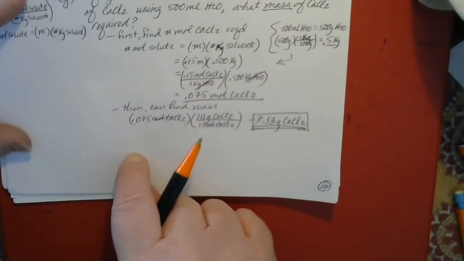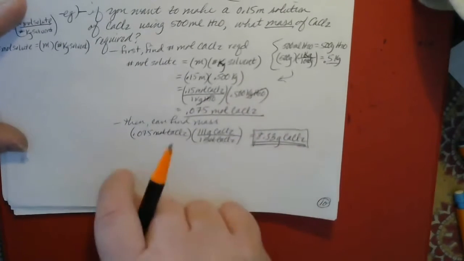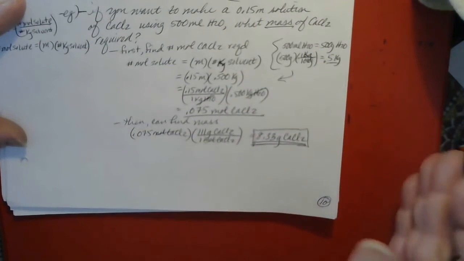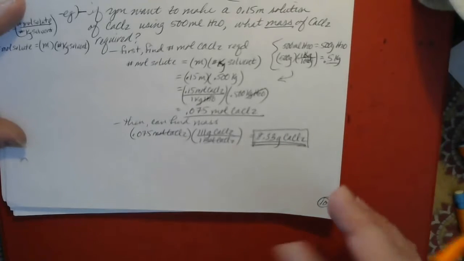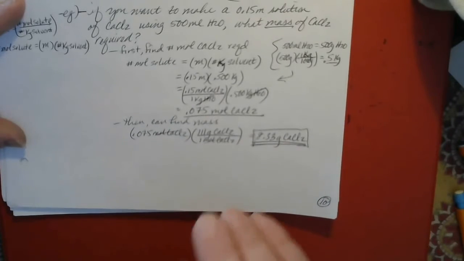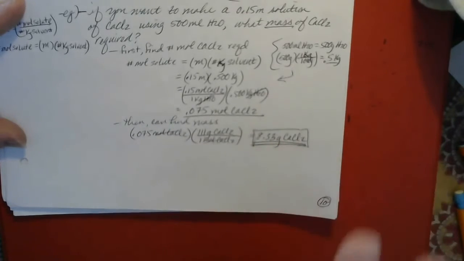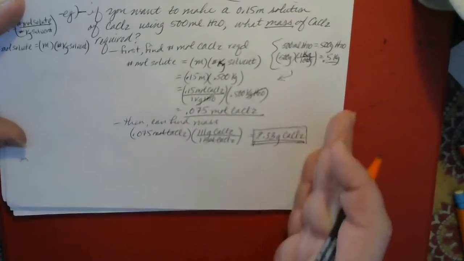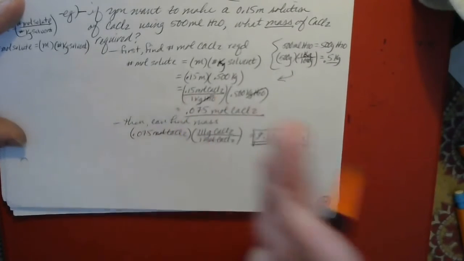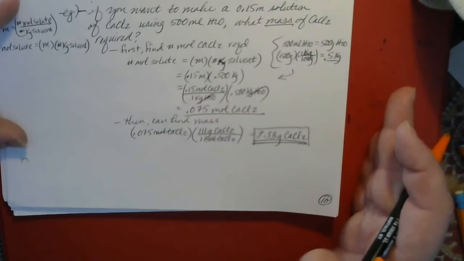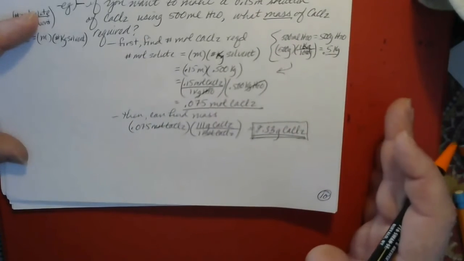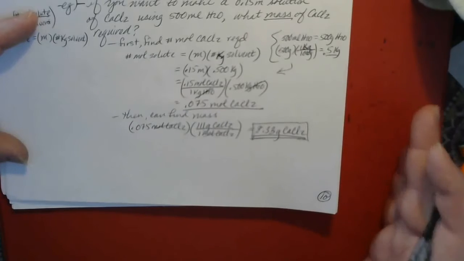Then we can find the mass. Whenever you're talking about molarity or molality, and also about the mass of something, you know right away that you're going to have to go by way of moles, because molarity and molality deal with moles. If you want mass, you first have to find the number of moles, then you multiply or divide, as the case may be, by the molar mass of the substance from the periodic table.